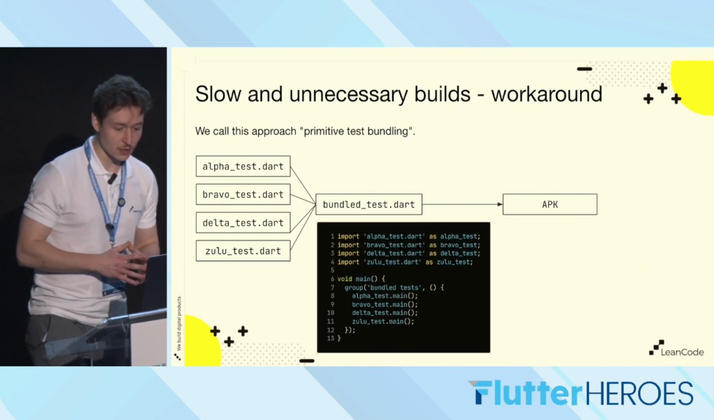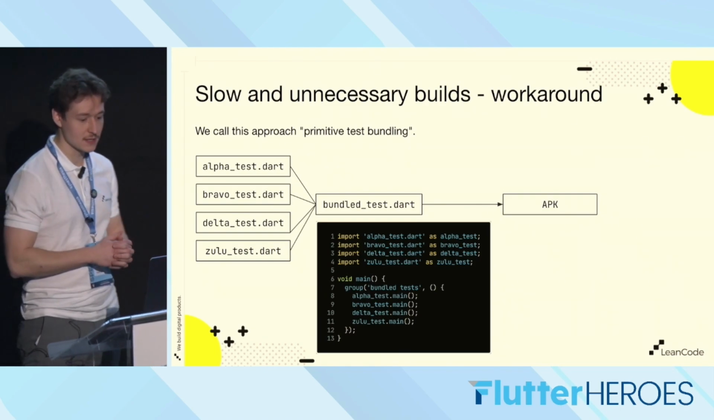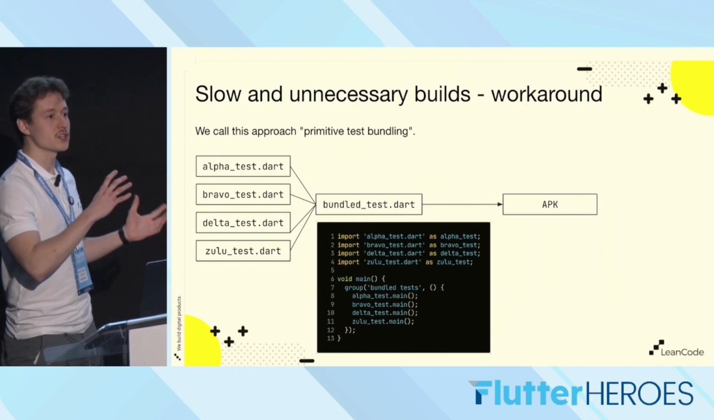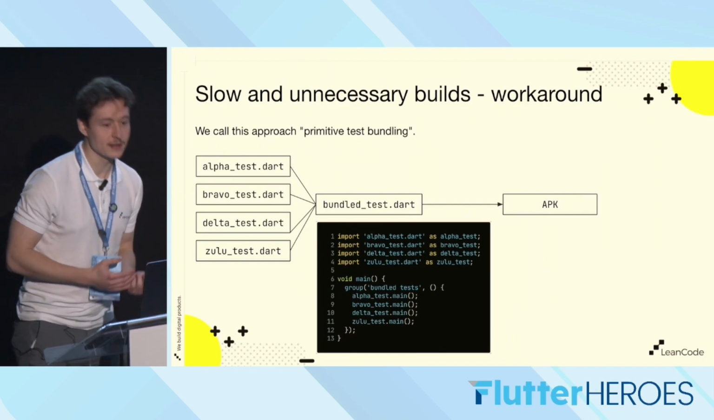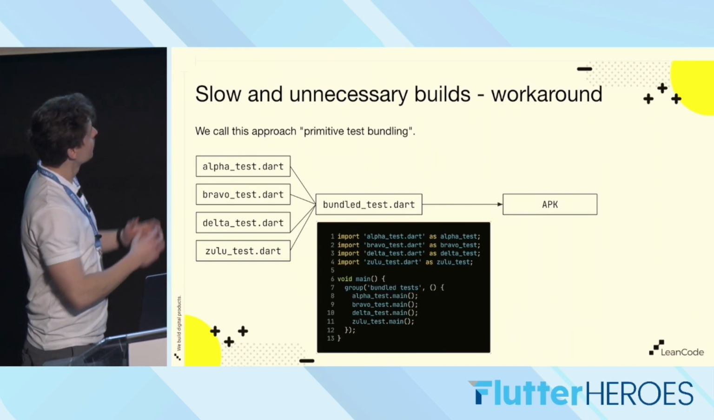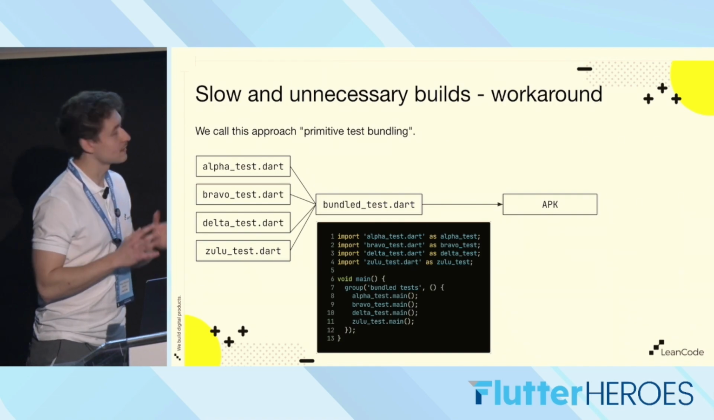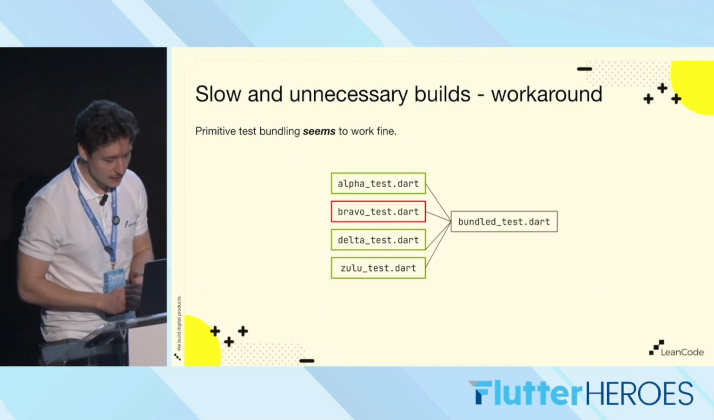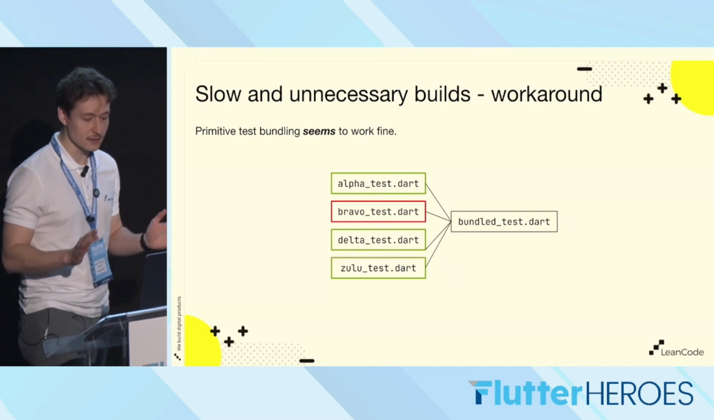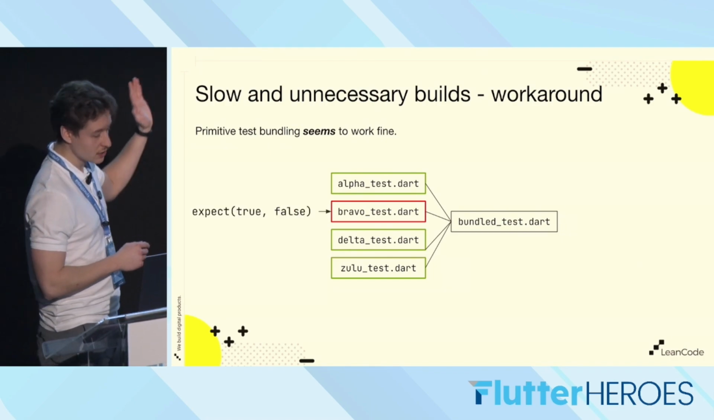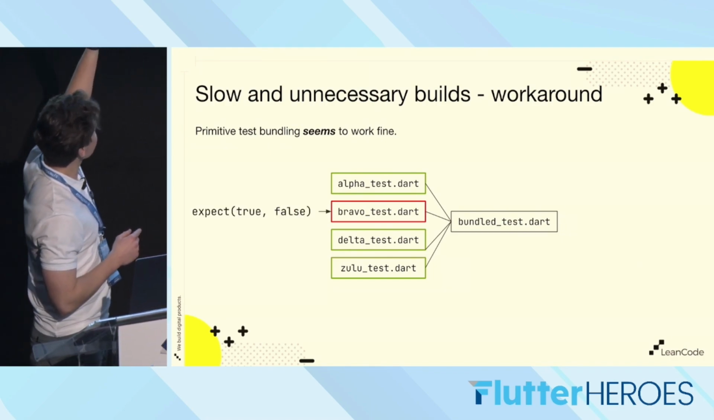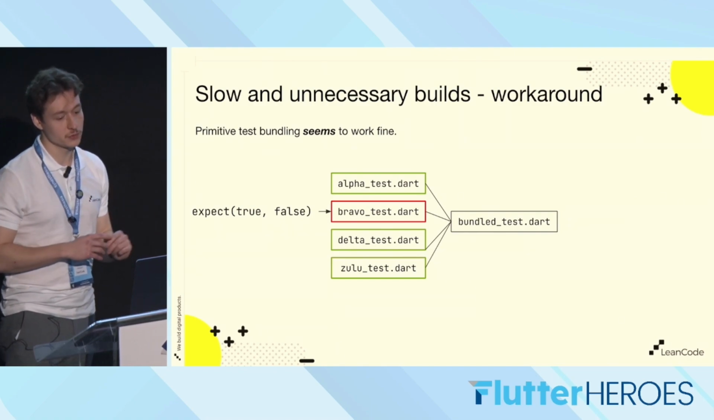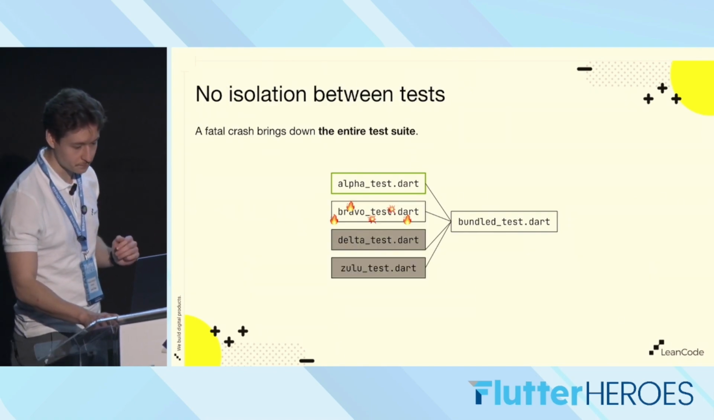So you can think, okay, I have a workaround for that, and we call it primitive test bundling. You could actually take all the main functions from your files and make an artificial test that is just a bundle of all tests. It will work. It's a good idea, and it seems to work fine. For example, if you hit a wrong expect in one of the tests, you will get three of those tests passed and 1 failed.